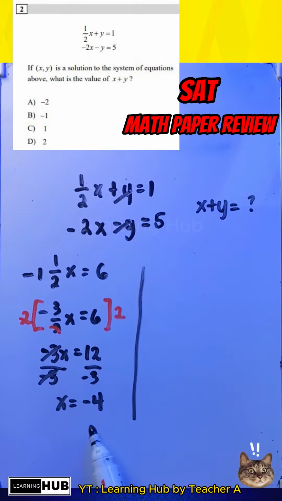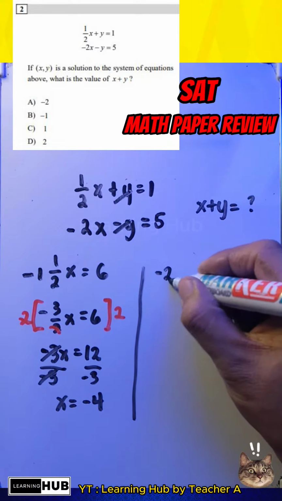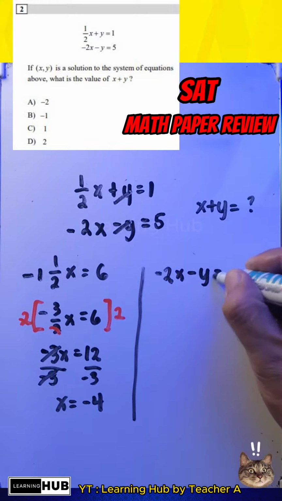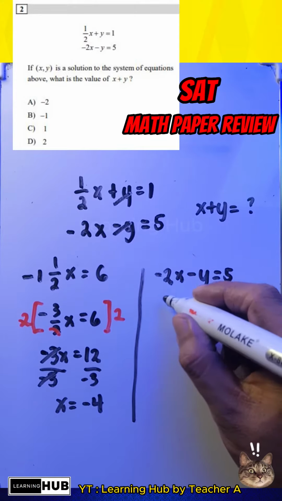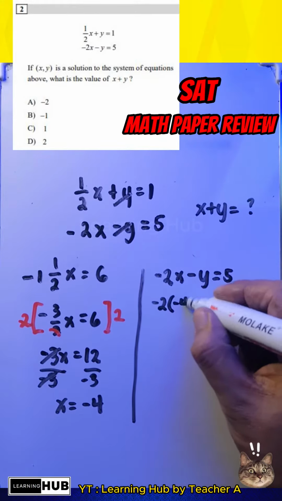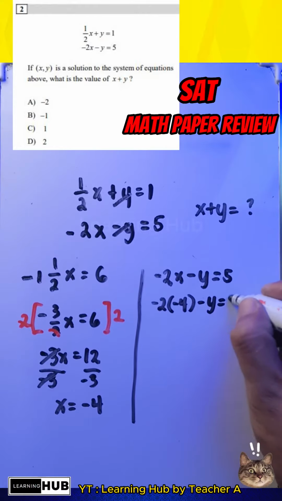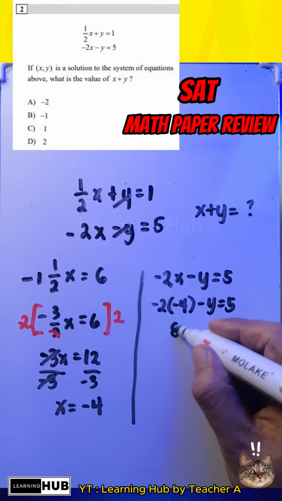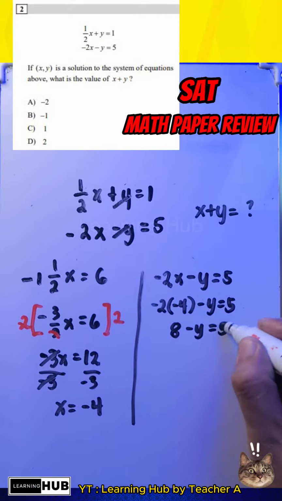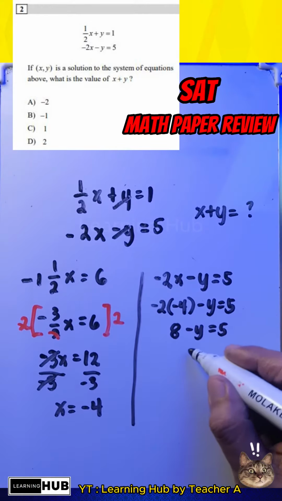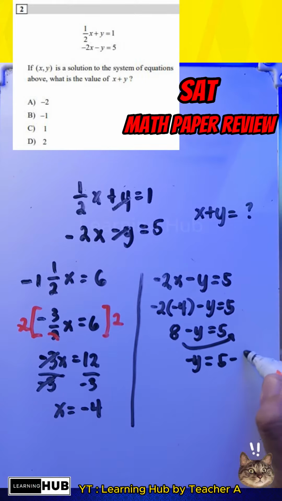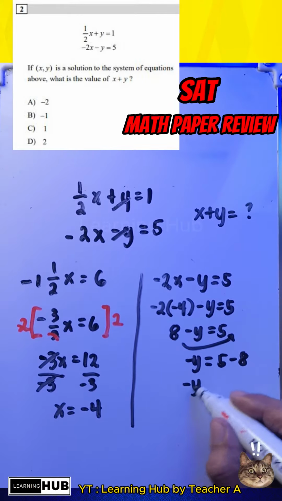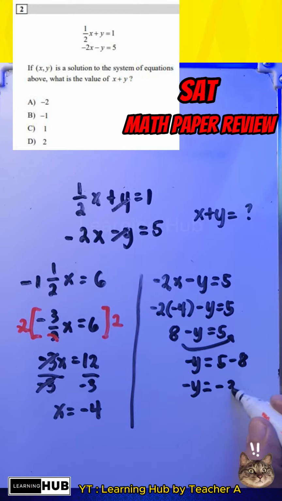So now we are going to substitute the value of x here in our equation, negative 2x minus y is equal to 5. Let's plug in the x, which is negative 4. Negative 2 times negative 4 is 8, minus y is equal to 5. Transpose 8 to the other side. Negative y is equal to 5 minus 8. Negative y equals negative 3.